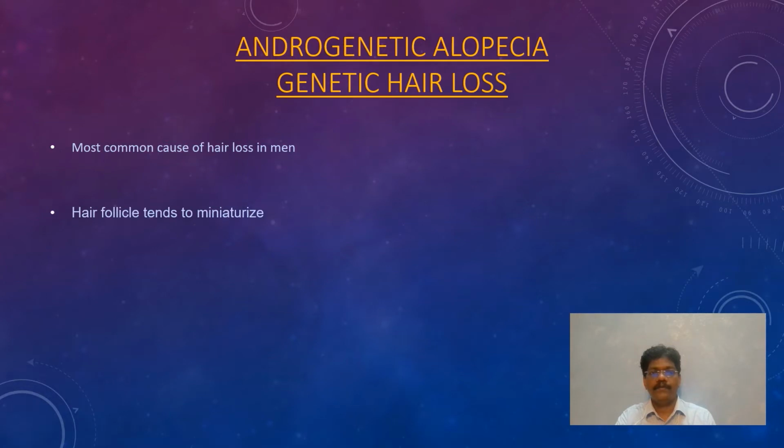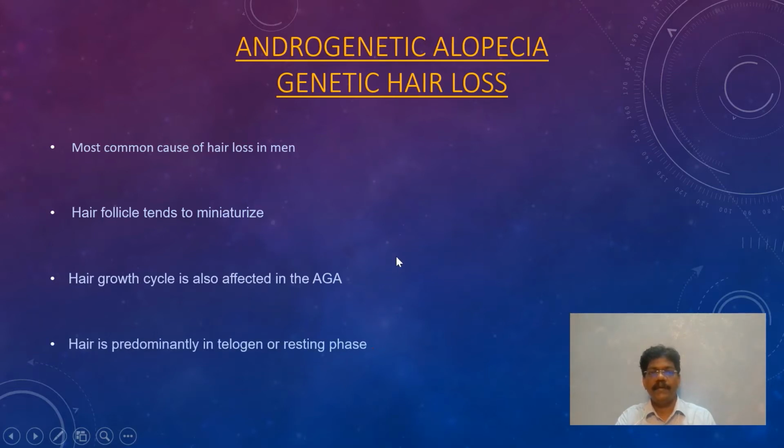In genetic hair loss, we don't see typical hair fall as in other conditions like telogen effluvium. Here there is a condition called miniaturization, where the hair becomes thinner and thinner until it disappears. It's a gradual process wherein you don't actually see hair falling, but it just disappears without you even knowing about it.